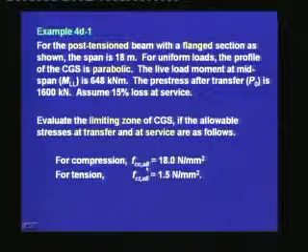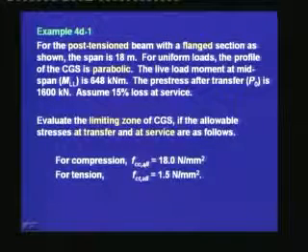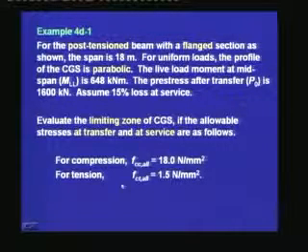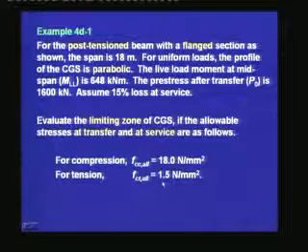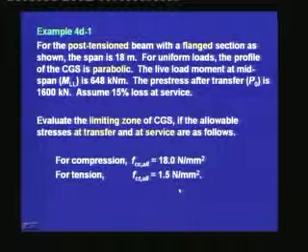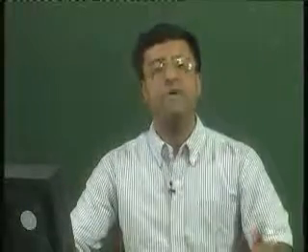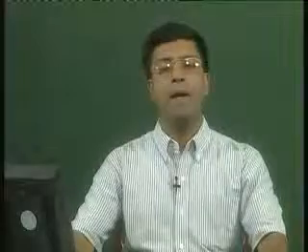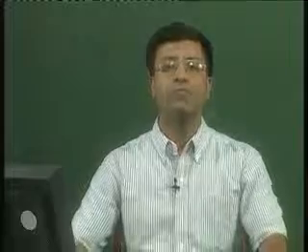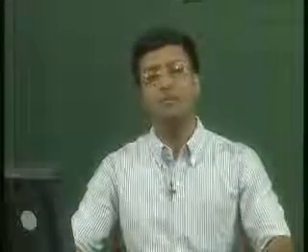Evaluate the limiting zone of CGS if the allowable stresses at transfer and at service are as follows. For compression, the allowable stress is 80 Newton per millimeter square. For tension, the allowable stress is 1.5 Newton per millimeter square. In this problem, we are having the allowable values same for transfer and service, but in general, these values will be different because the strength of the concrete will be different at transfer and at service.